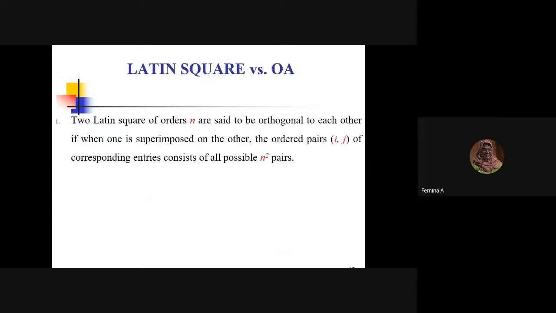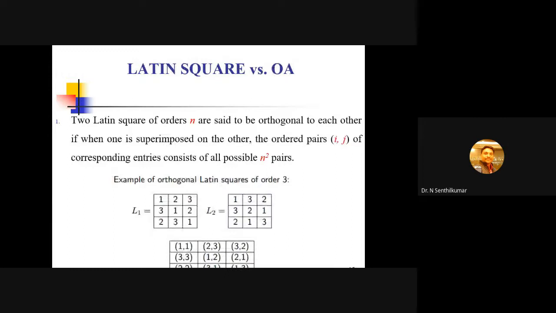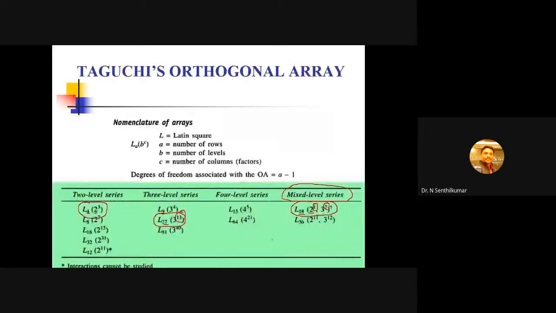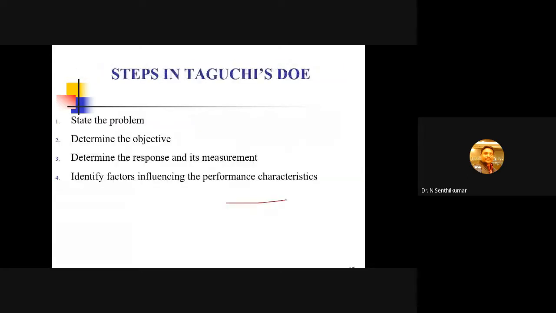Now what we are going to do is couple these two Latin squares, and then we are going to obtain this, which we call the orthogonal array. So from the Latin square, we obtain this orthogonal array by superimposing one Latin square over another. Don't worry about that. The software itself will take care of everything.